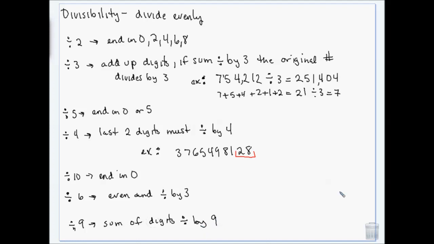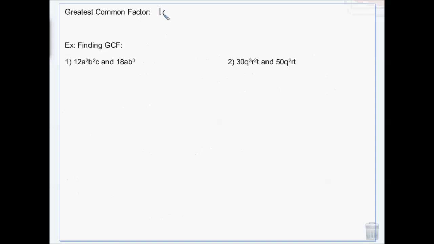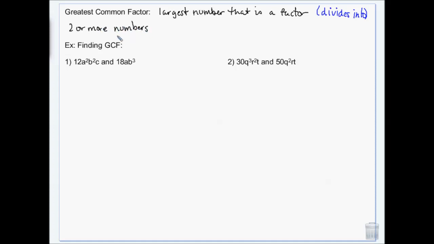But they divide by 9. Greatest common factor is the largest number that is a factor, and by factor I mean divides into two or more numbers. Okay, so we're looking for the number that will go into evenly 2 or more numbers.